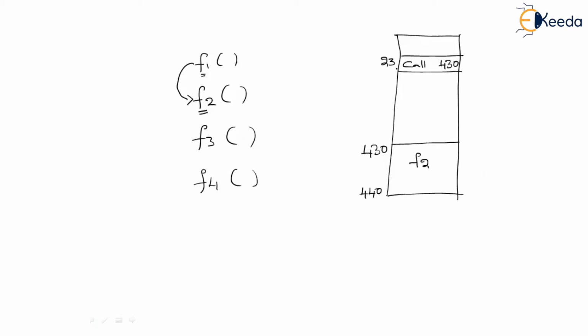Now, when a call instruction has been made, immediately the program's control will get transferred to the first instruction of the subroutine, that is the instruction available at address 430. But let us understand, I can't blindly go to 430. Initially, I should be able to save my return address. What is the return address?